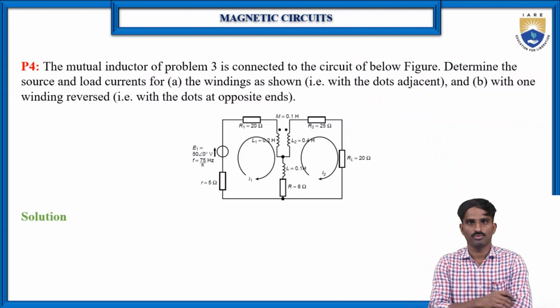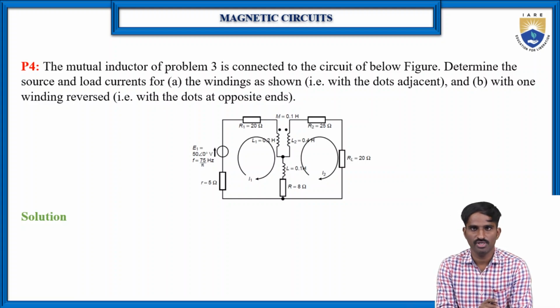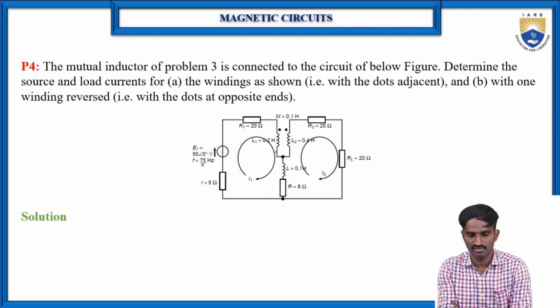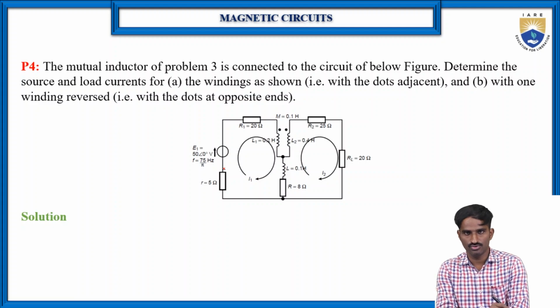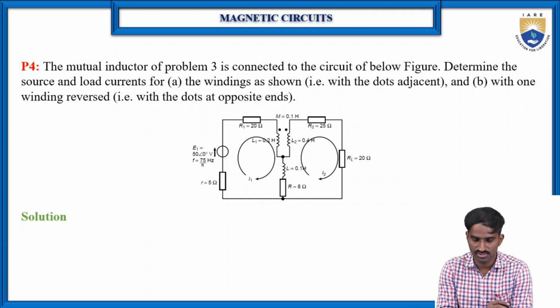Next, the fourth problem. This is a little bit complicated when compared to the previous 3 problems. Not that much complicated, but a little. As you can see here, one inductor is common for both circuits, this L. L1 is related to the primary side and L2 is related to the secondary side, but L is common between the 2 circuits. That is the only difference between the previous problems and this problem. Anyway, this is also not that difficult. Let me explain in a simple way.